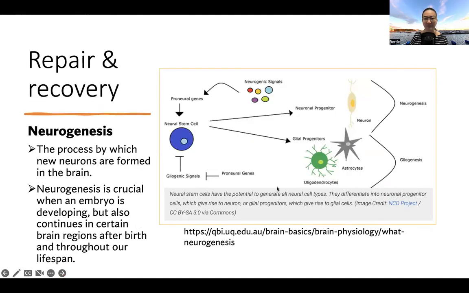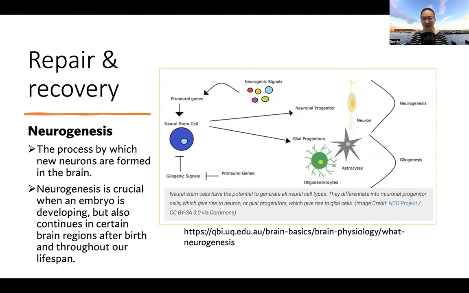Repair and recovery. Neurogenesis. What is neurogenesis? Neurogenesis is the process by which new neurons are formed in the brain. Neurogenesis is crucial when an embryo is developing, but also continues in certain brain regions after birth and throughout our lifespan.